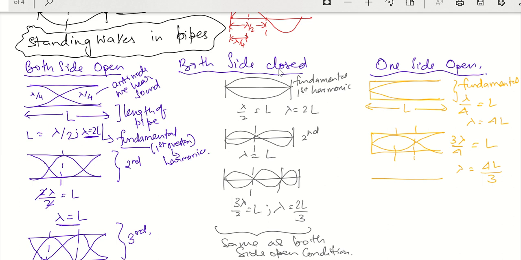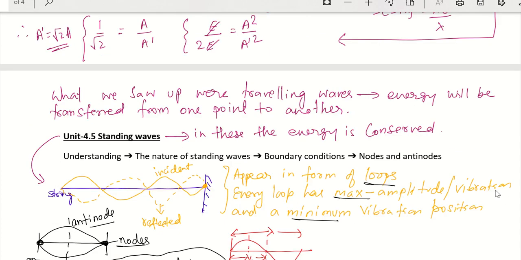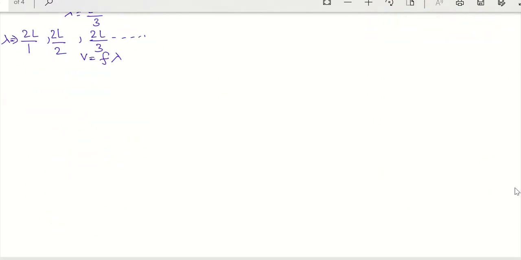So if I do the next one, I will get here, see. So how many are there now? Lambda by 4, 1, you have to divide, you see. So you will get 5 lambda by 4. I think 1, 2, 3, 4, 5, correct. 5 lambda by 4, that is L. So lambda will be 4L by 5. Now you can generalize again like we did up. So your lambda can be now written as 4L by 1, 4L by 3, 4L by 5. So you see a trend here. Okay, and again V is equal to F lambda. So these are your boundary conditions here, and this is how these things actually technically work.